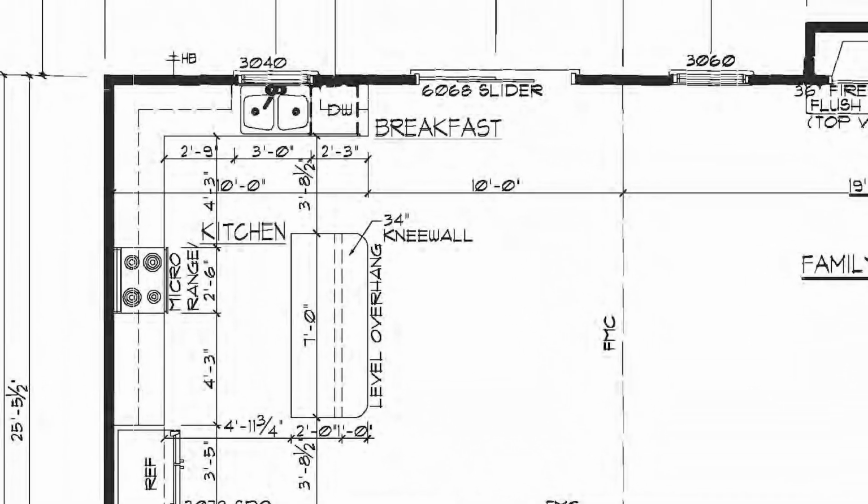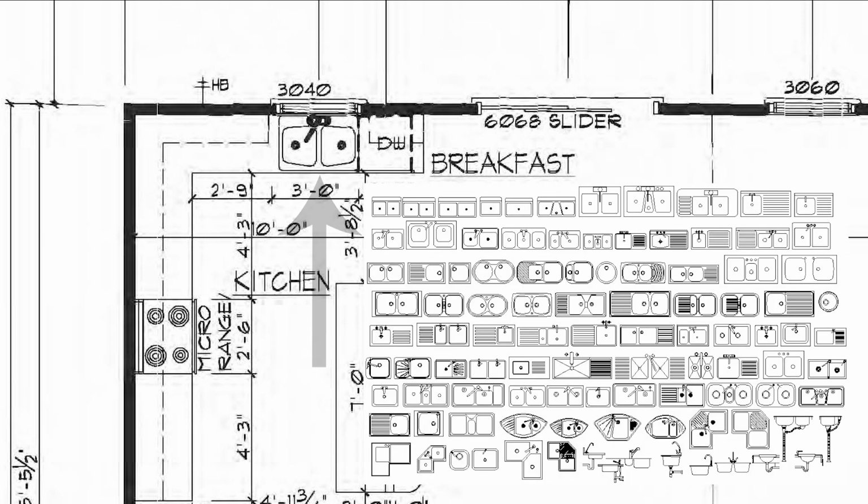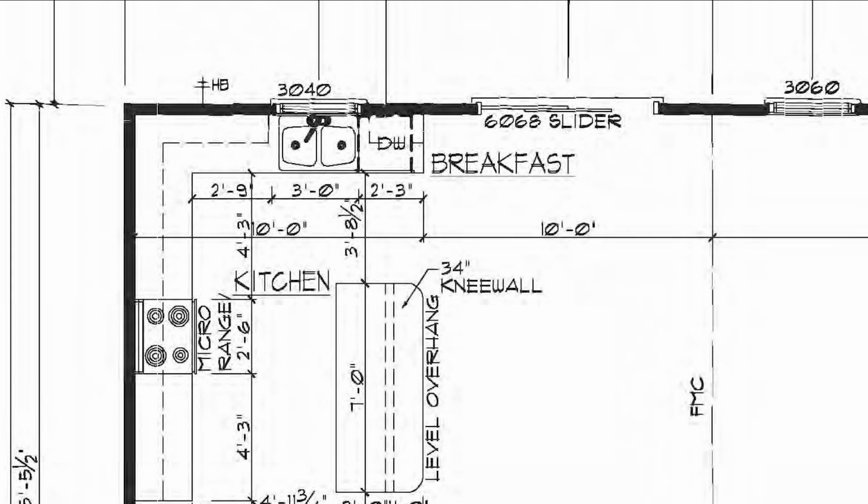So I think to get started, we'll zoom in to our kitchen over here. And can you guess which one of these symbols is our kitchen sink? Yeah, it's going to be that one right there. Now, there's a lot of kitchen sinks out there, a lot of different symbols, but this one here is pretty much the generic one you're going to see a lot of. Right next to that, there's this DW thing, and that is your dishwasher.